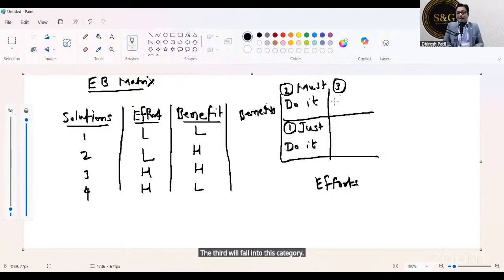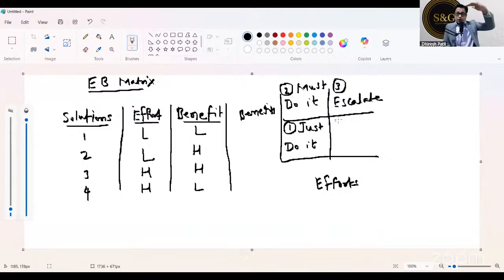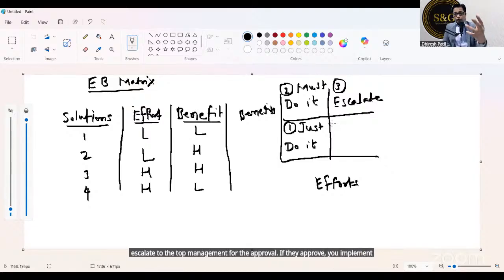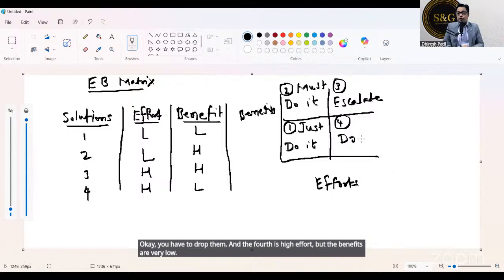The third will fall into this category. They have to be escalated to the top management for approval. If they approve, you implement. If they do not approve, you have to drop them. And the fourth is high effort, but the benefits are very low. These kinds of solutions have to be dropped.